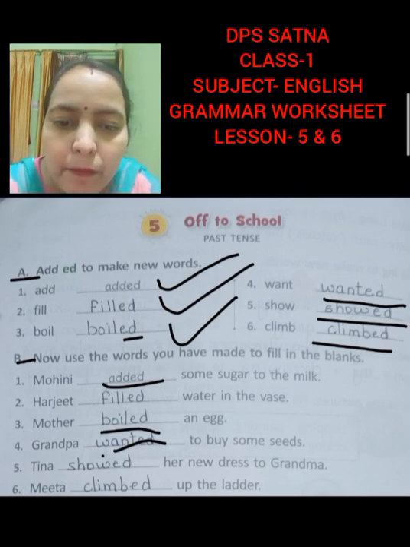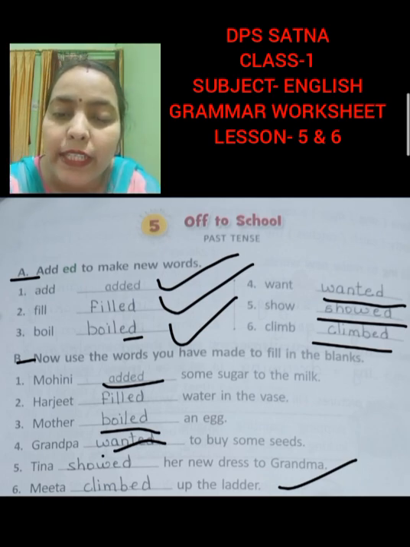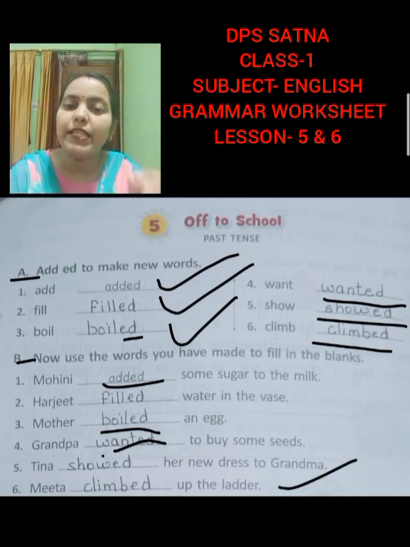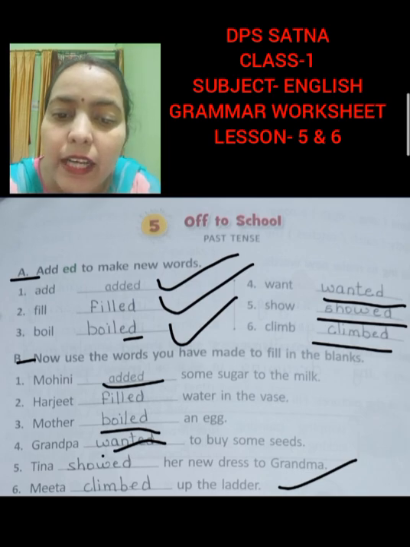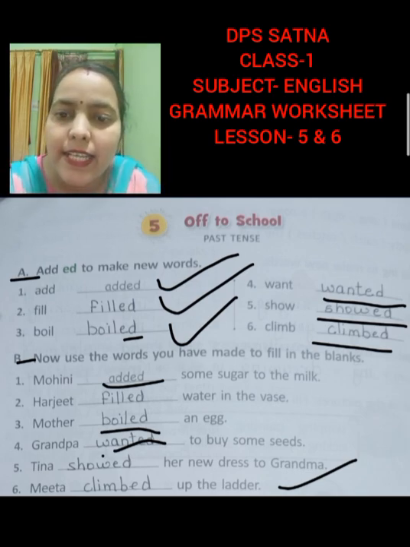मीता डैश अप द लैडर. लैडर मीन्स सीढ़ियाँ. सो मीता क्लाइम्ड. क्लाइम मीन्स चढ़ना. मीता क्लाइम्ड अप द लैडर. सो both the exercises A1 and B1 is combined.